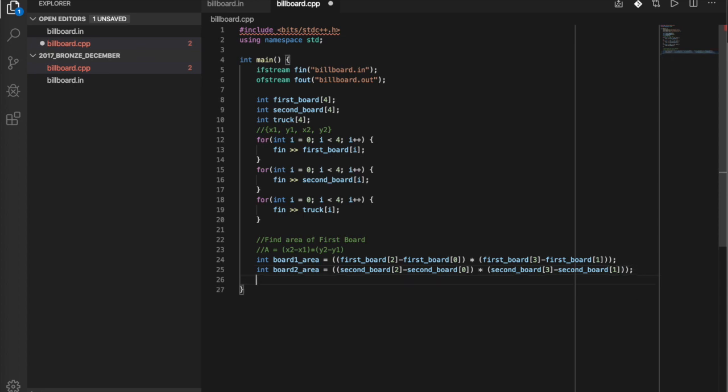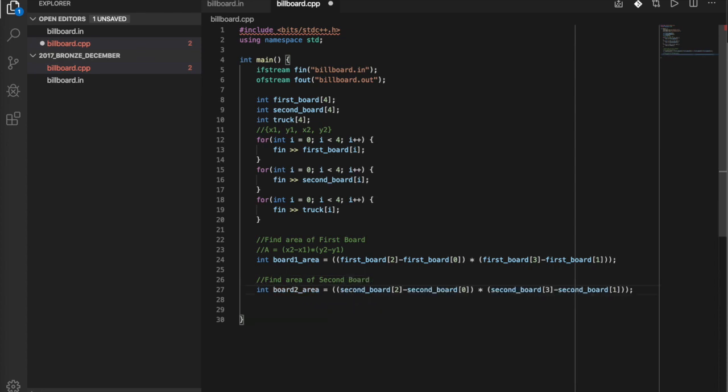Okay, so now we found the area of the boards. Now all we have to do is find the intersection. So what we can do is, actually, we still have to find the area for the second board. I'll just take this over here. Find area of second board and paste this over there. Okay, so now we have the area of both the boards.